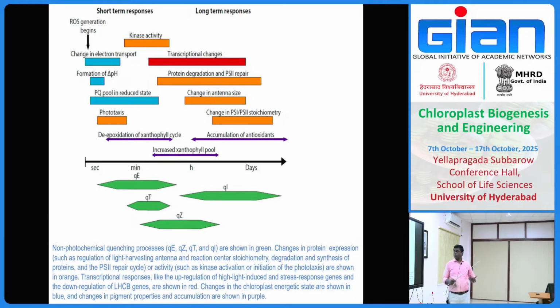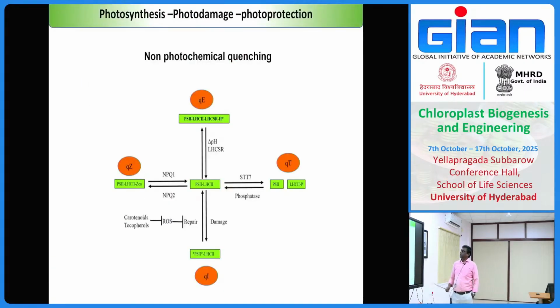The light harvesting complexes will get degraded. That is a change in the antenna, a change in the stoichiometry of PS2 and PS1, and accumulation of a lot of antioxidants. This can happen. So, non-photochemical quenching is basically, again, you can see here what non-photochemical quenching is.